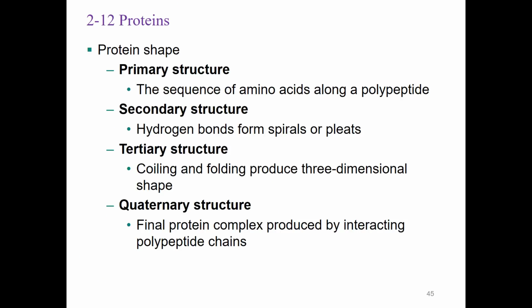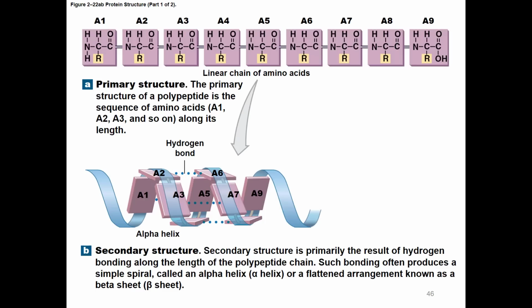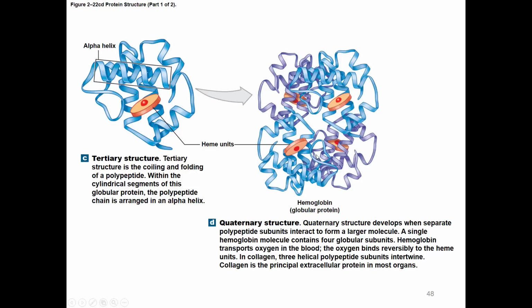And then a quaternary structure is a protein complex produced by interacting polypeptide chains or subunits. So first let me say that polypeptides greater than 100 amino acids are called proteins. So if you see the word polypeptide, we call it a protein when there are 100 or more amino acids grouped together. So these are bigger. But the quaternary structure is a protein complex produced by interacting polypeptide chains. So multiple polypeptide subunits grouped together make a very complex protein.